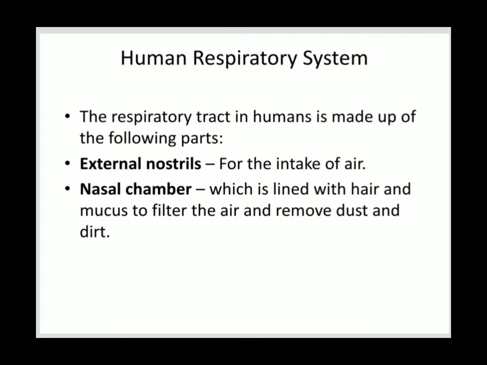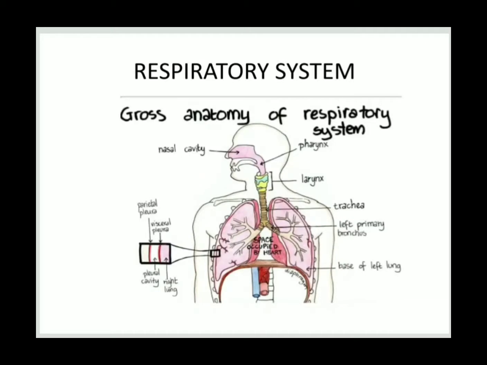So next, the respiratory tract in human beings is made up of the following parts: external nostrils for the intake of the air, and the nasal chamber, which is lined with hair and mucus to filter the air and remove the dust and the dirt. It does not allow other pathogens to enter our respiratory system. So here you can see the external nostrils as well as the nasal cavity, nasal chambers.